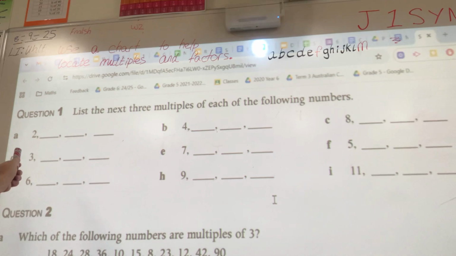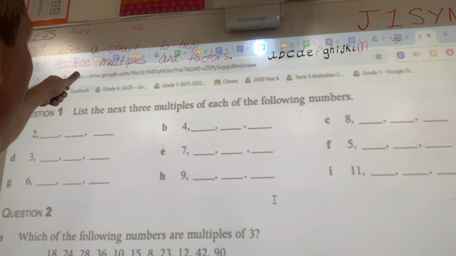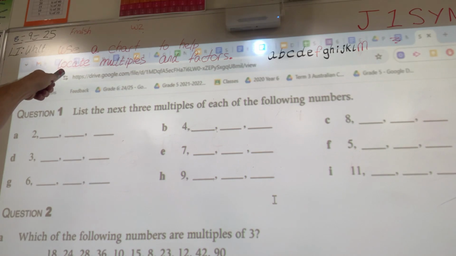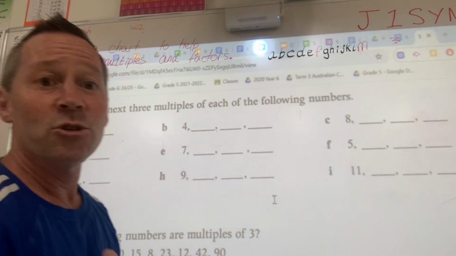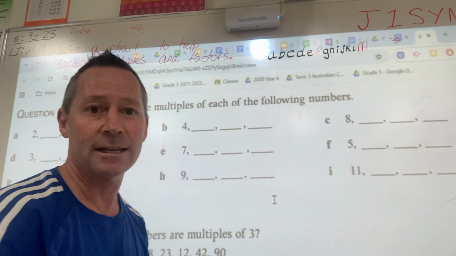So what we're going to do, I've got it up on the board here. I want you to copy this neatly in the book after you've written your learning intention: use a chart to help locate multiples and factors. You can use a chart. If you're able to not use a chart, then go with that.